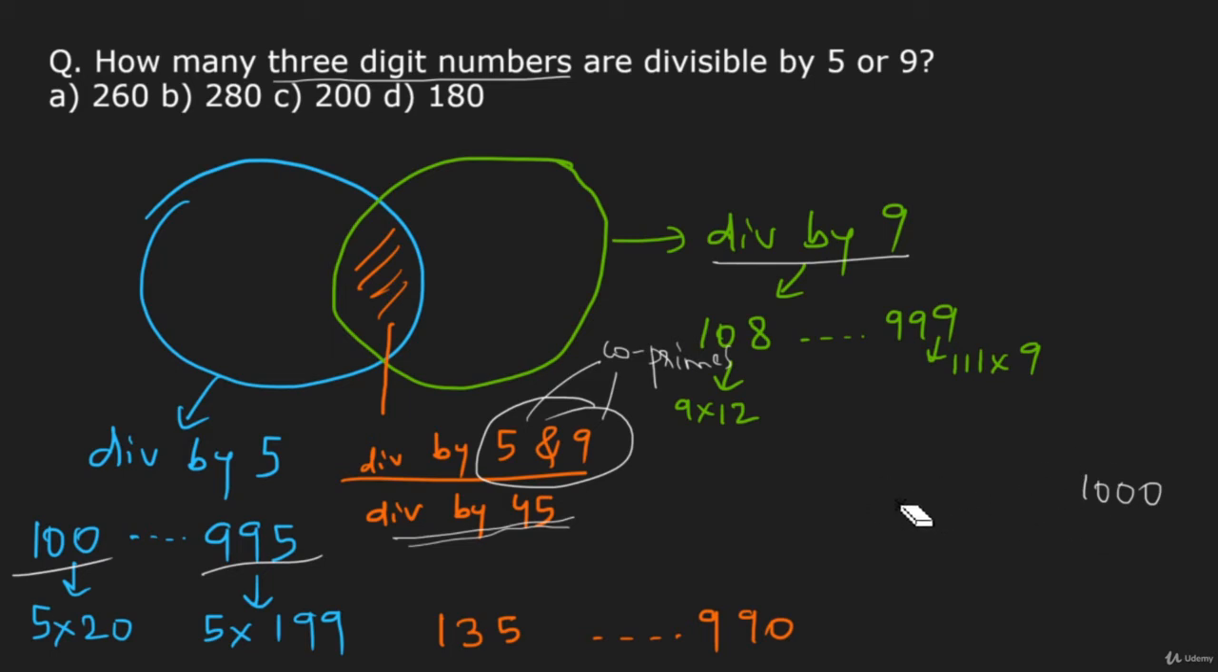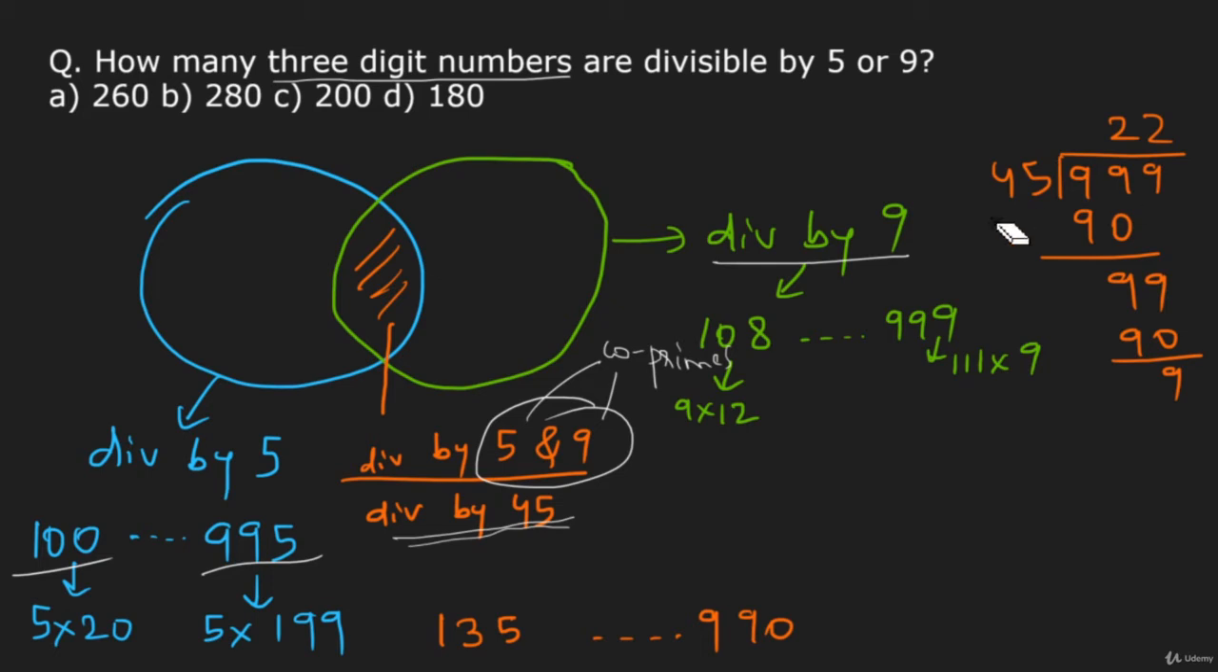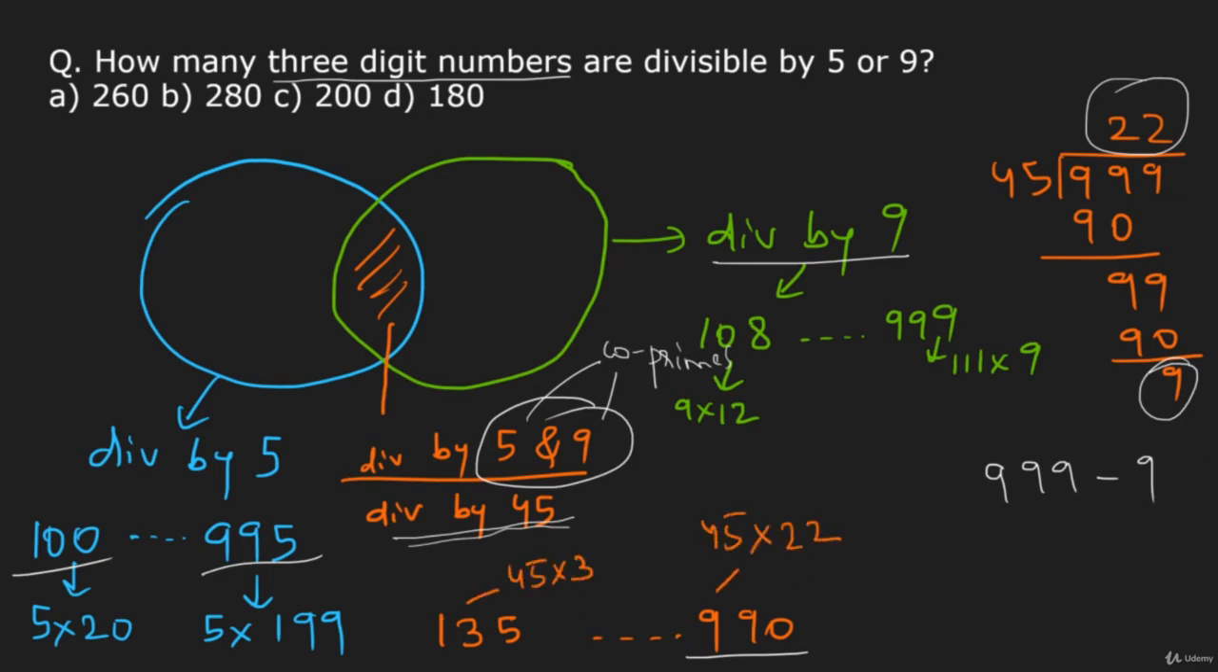You can think of it in this manner. Let me take 999 and divide it by 45, so it goes 22 times, you can see, and you get a remainder of 9. So you can just subtract that 9 from 999. So 999 minus 9 gives you 990. You could have done the same with 1000 also. You would have got a remainder of 10, and 1000 minus 10 also will give you 990. All right, so this is the set of numbers over here. Now you can observe that 135 is 45 into 3 and 990 is 45 into 22.